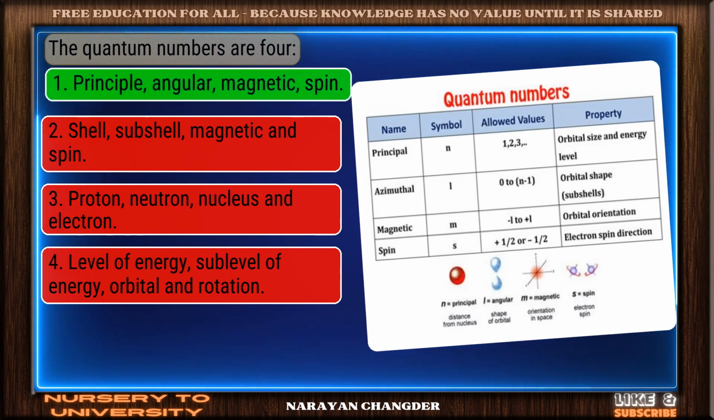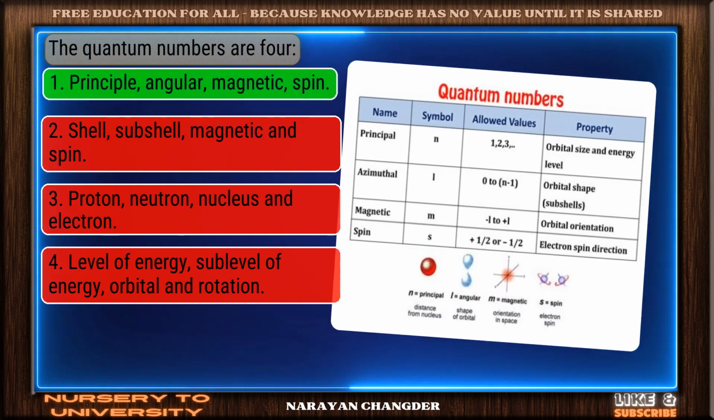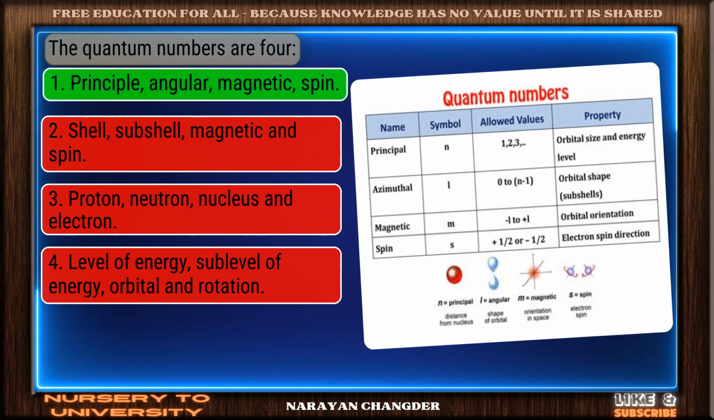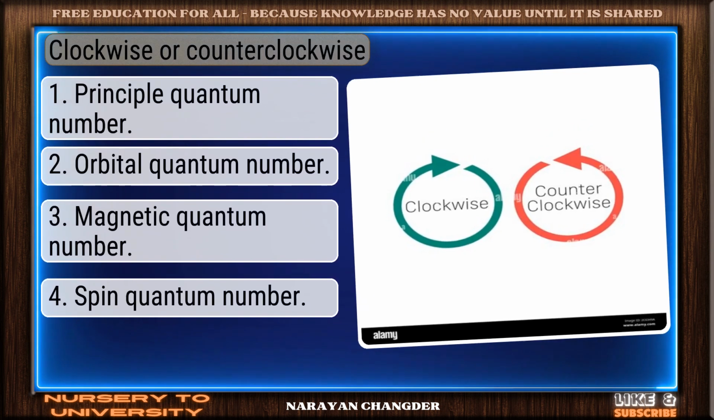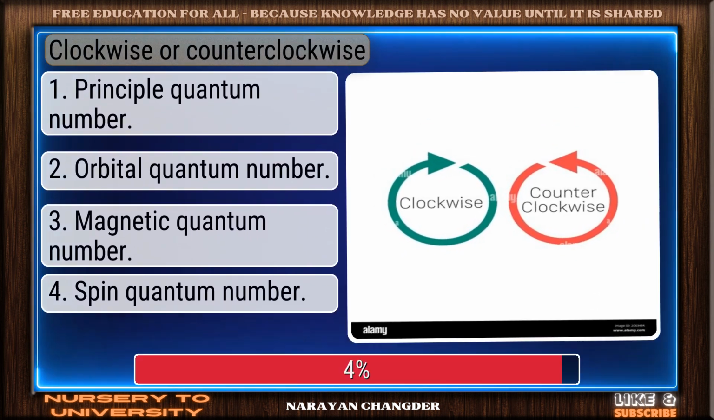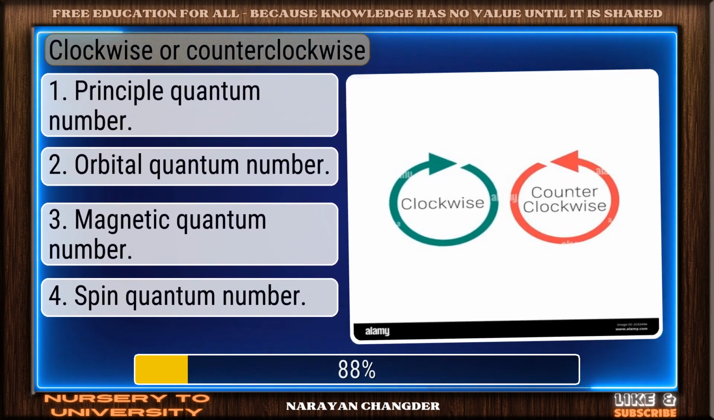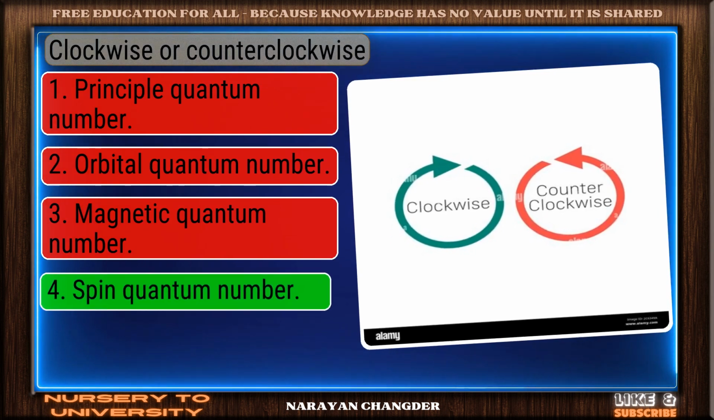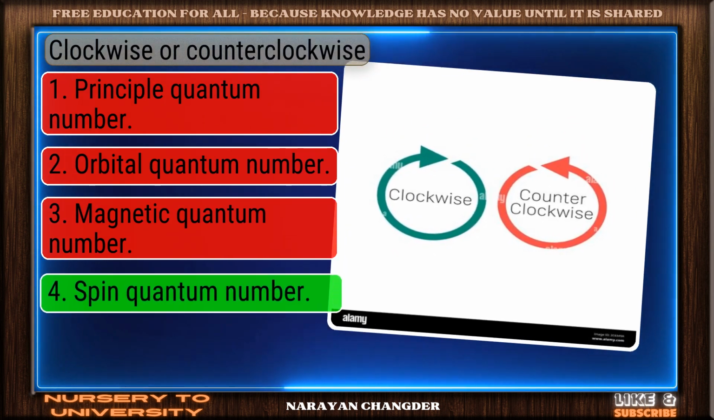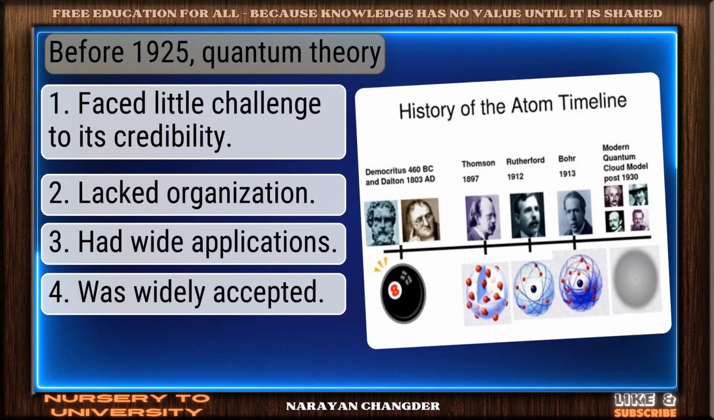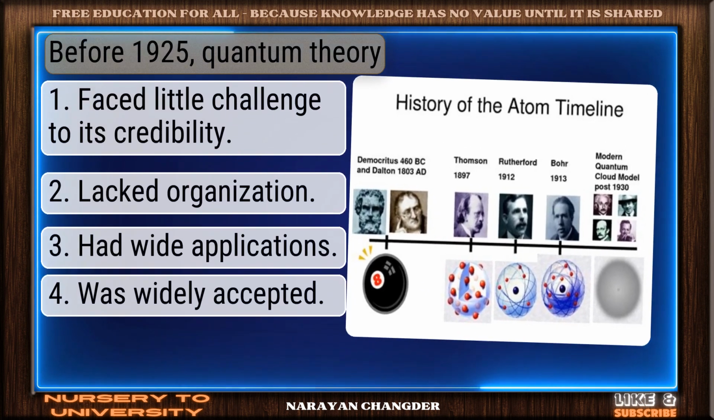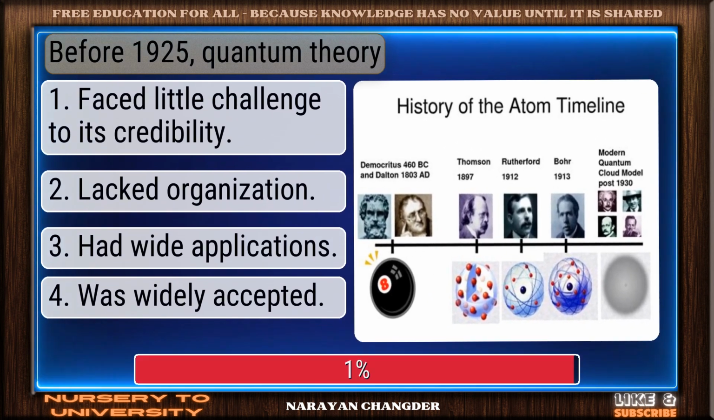Right again. Principal, angular, magnetic, spin is a valid answer. Question number 70. Clockwise or counterclockwise? Well reasoned. Spin quantum number is the correct choice. Question number 71. Before 1925 quantum theory.